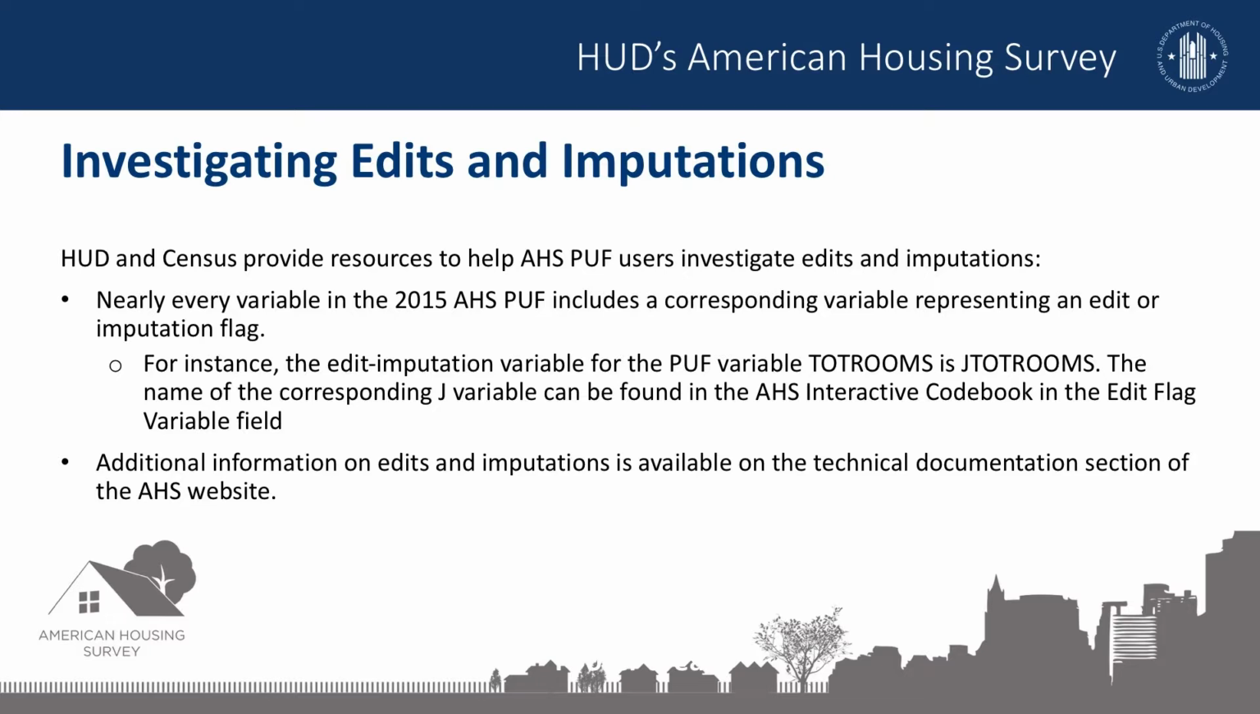The name of the corresponding J variable can be found in the AHS Interactive Codebook in the Edit Flag Variable field. The codebook also includes an imputation strategy field to be populated later. Additional information on edits and imputations is available in the Technical Documentation section of the AHS website.